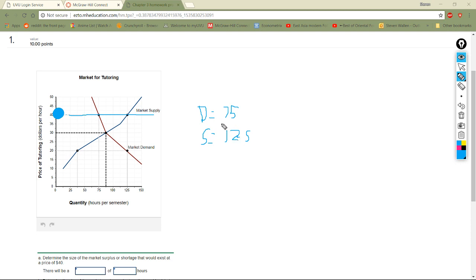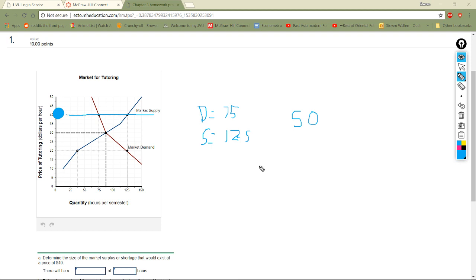Think about it. The answer is no. So how far different are they? They're off by 50. We know that much. And in what direction? Which one's bigger? We're having more supplied than demanded. For example, let's imagine I had this giant donut shop, and I had 125 donuts, and only 75 people wanted to buy them at the $40 price. What would I be left with at the end of the day? 50 donuts. So I have a surplus of 50.